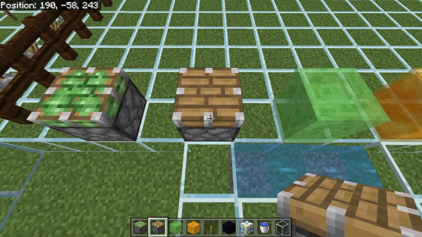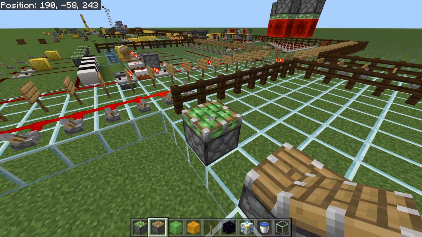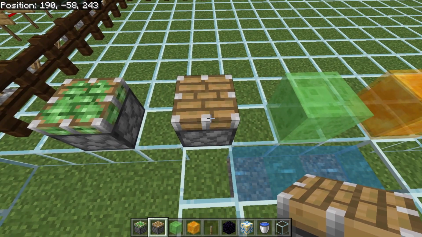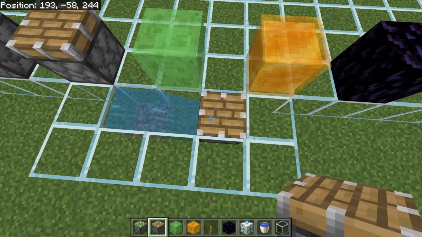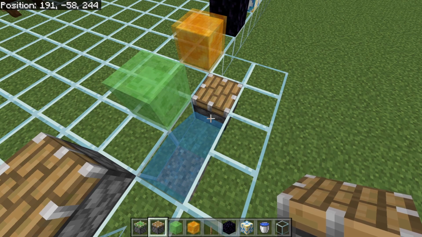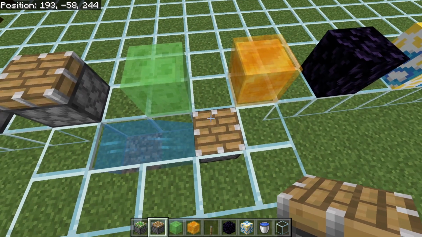Next is the regular piston, and because this is the exact same as the sticky piston minus the slime, it's going to function the exact same way. So you can waterlog it, you can break it, you can place it in flowing water, it's not going to be broken or turned into item form, and it's literally going to function the exact same way.